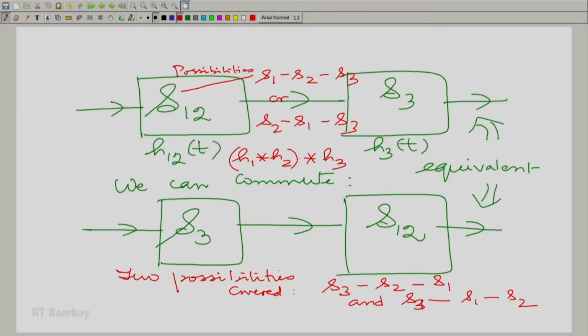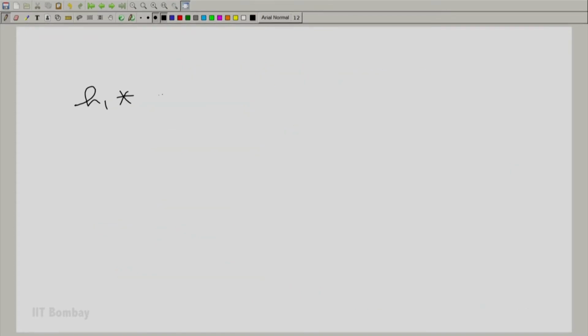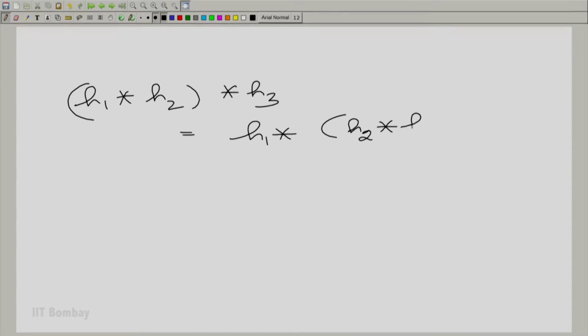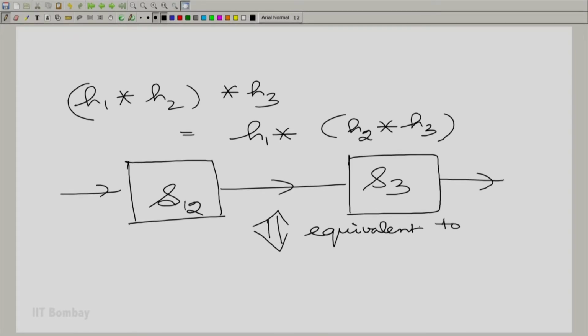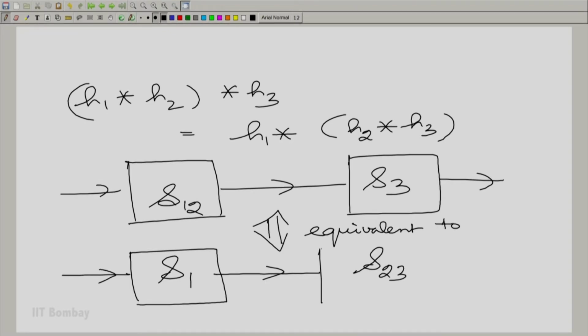So, let us do that. So, now let us look at this expression. We have H1 convolved with H2 and then convolved with H3. Let us invoke associativity again. So, H1 convolved with H2 and then convolved with H3 is the same as H1 convolved with the result of convolution of H2 and H3. So, essentially this followed by this, S12 followed by S3, is equivalent to first S1 appearing and then S2 and S3 appearing.